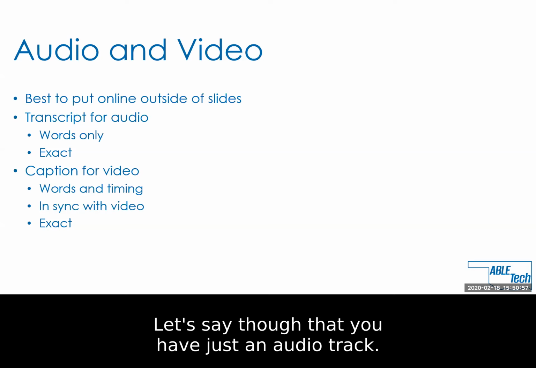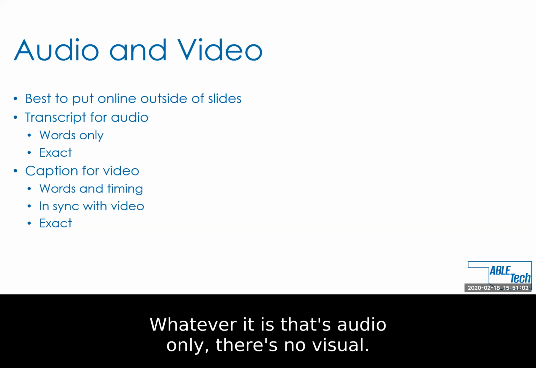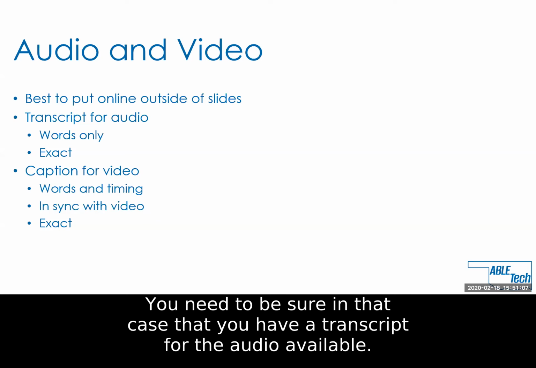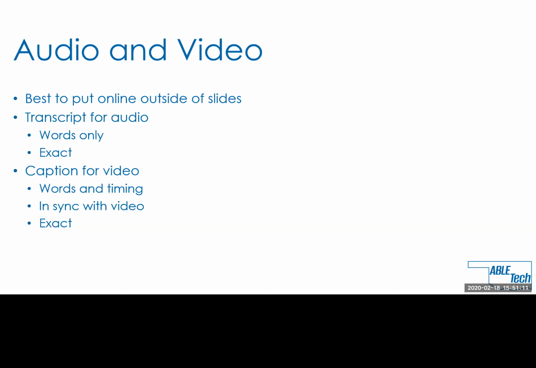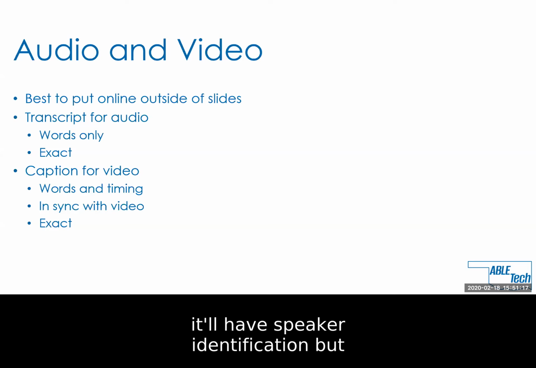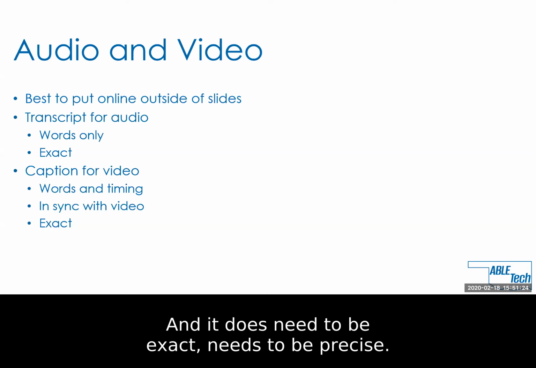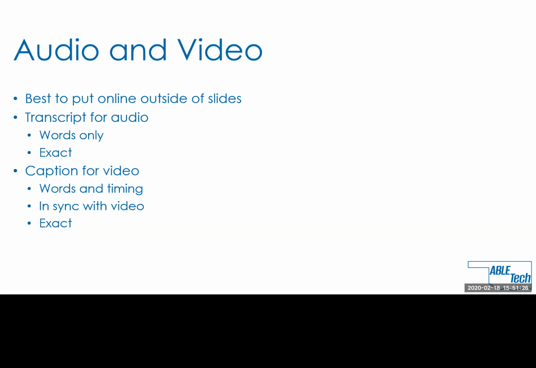Let's say, though, that you have just an audio track, right? So you just have somebody speaking, you have whatever it is that's audio only, there's no visual. You need to be sure in that case that you have a transcript for the audio available. A transcript is just the words, and if you have multiple speakers, then it'll have speaker identification. But in its purest form, a transcript really just captures spoken words. And it does need to be exact, needs to be precise.